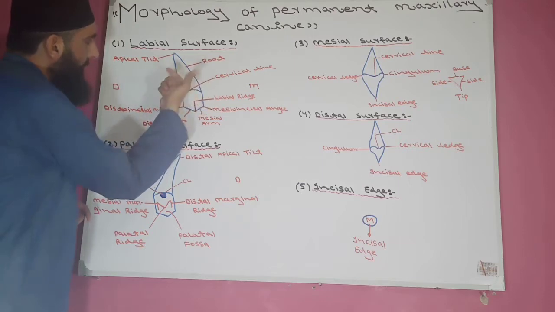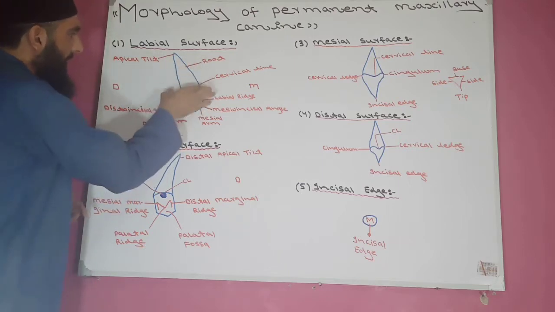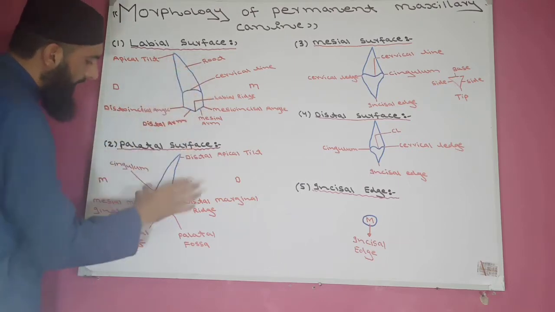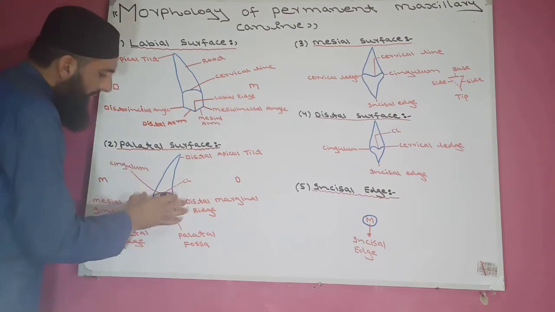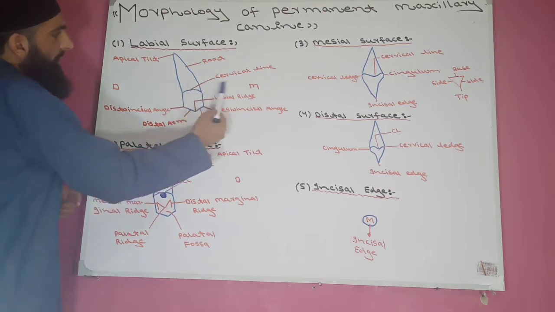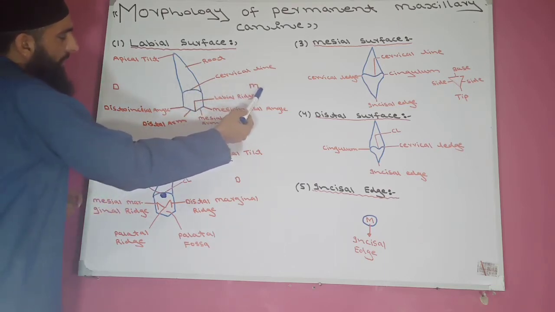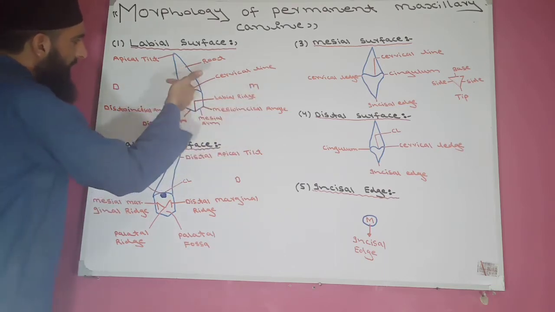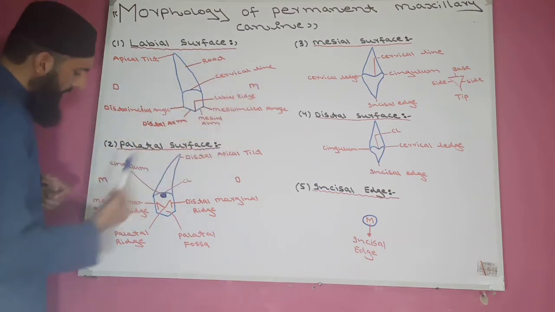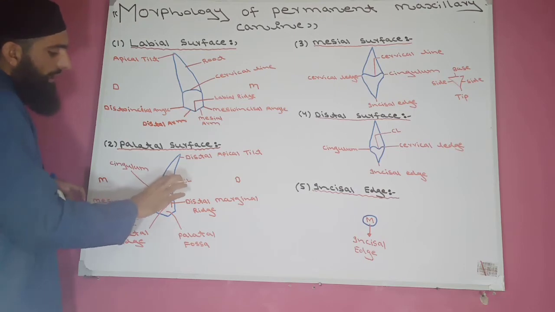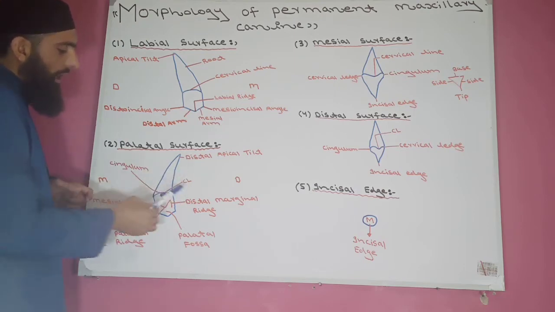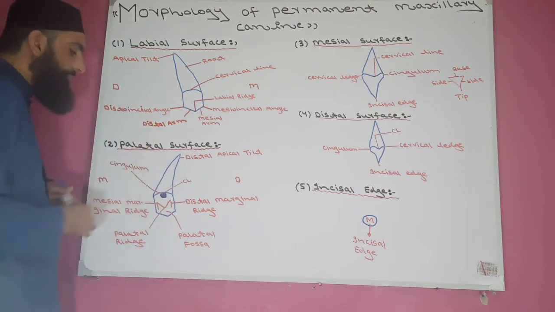When I rotate this tooth completely around 360 degrees, the palatal surface will come. When the palatal surface comes, first this is mesial of the labial surface, this is distal. When I rotate the tooth completely, now the mesial surface comes here and the distal surface comes here, and the palatal surface of the tooth is shown.